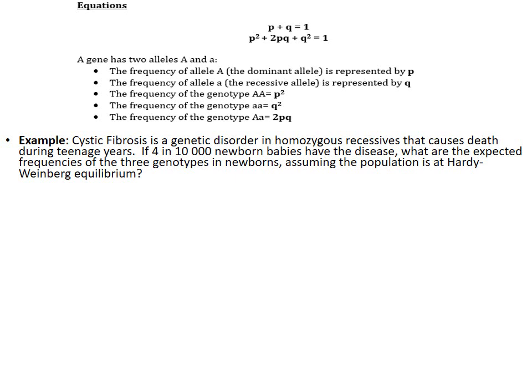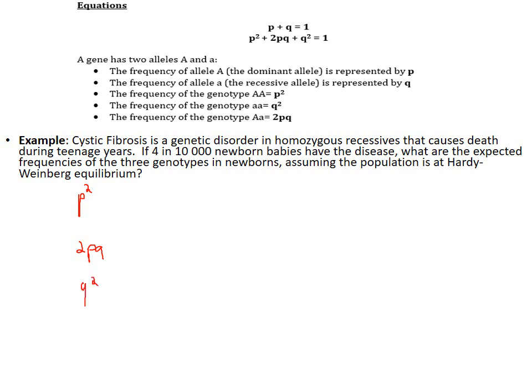Let's try this one out over here. Cystic fibrosis is a genetic disorder in homozygous recessives that causes death during teenage years. If 4 in 10,000 newborn babies have the disease, what are the expected frequencies of the 3 genotypes in newborns, assuming the population is at Hardy-Weinberg equilibrium? So we are asking you to find the frequencies of all the genotypes. We're asking you for P squared, 2PQ, and Q squared.